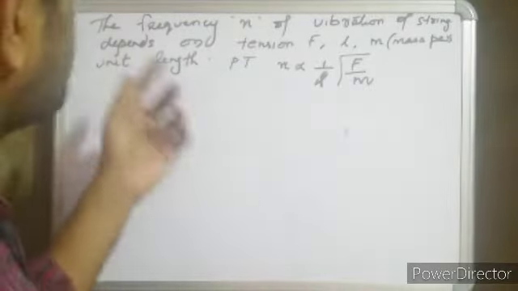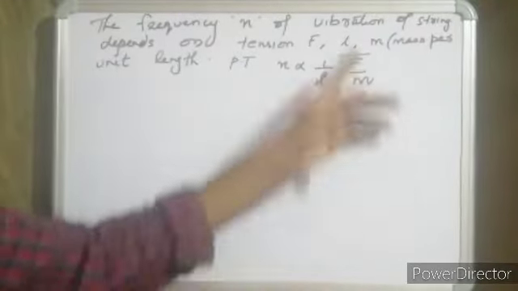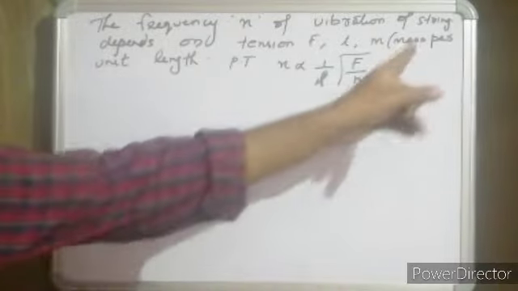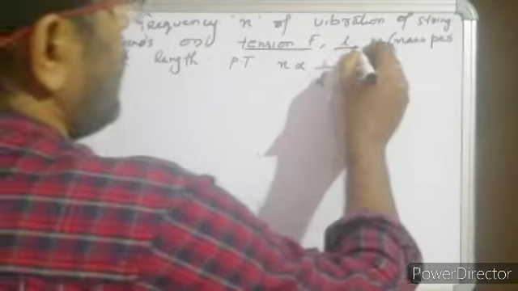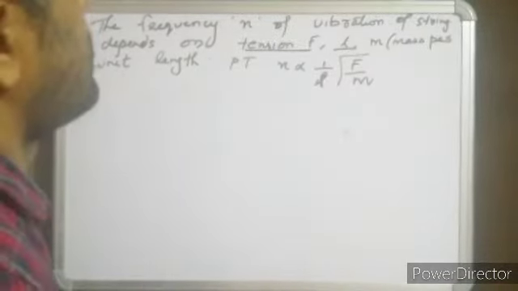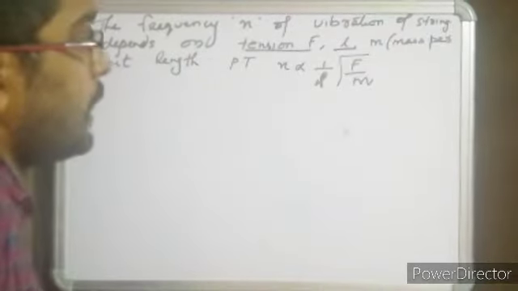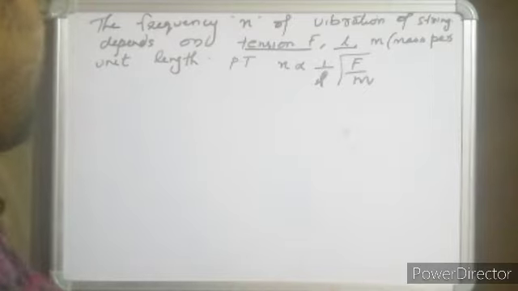So your next question: the frequency N of vibration of a string depends on tension F, L and M. M is not mass, it is mass per unit length. Prove that N is proportional to 1 by L into under root F by M. So the equation is given here, tension F and L is again length. So you need to find the equation, yet another application of your dimensional equation. So you need to prove finally N is equal to 1 by L into under root F by M.